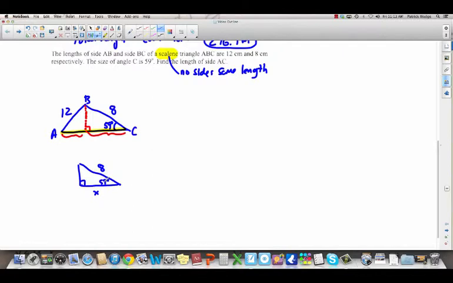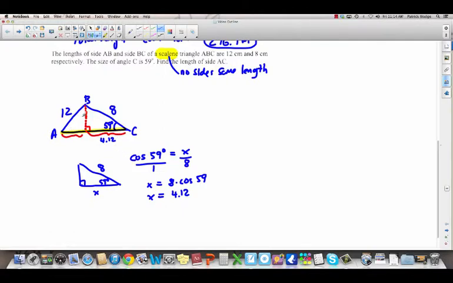If we look from the 59 degrees, what are the sides we're interested in? Adjacent and hypotenuse. That's cosine. So cosine of 59 degrees equals adjacent, which is x, over 8. 1 times x is x. 8 times cos 59 will give us our answer. And 8 times cosine 59 equals 4.12. So we now know that this amount right here is 4.12.